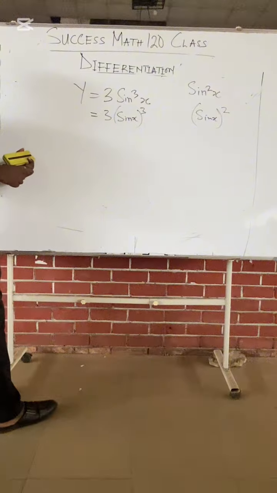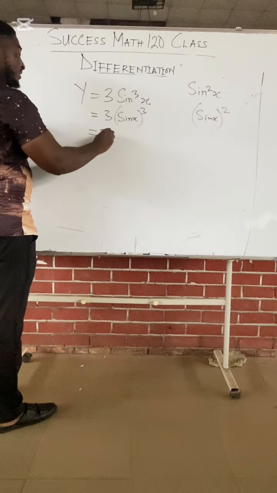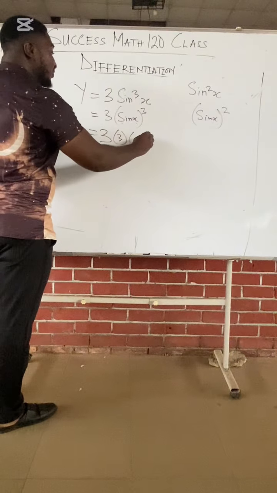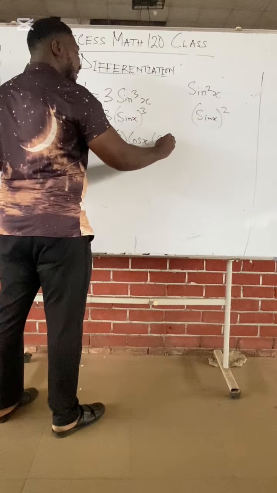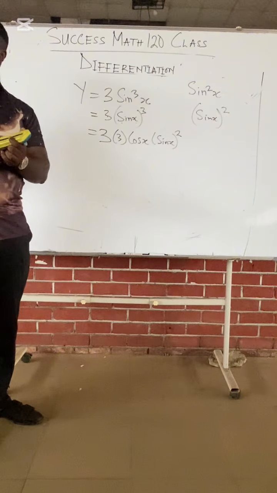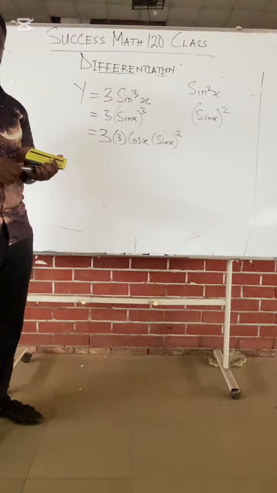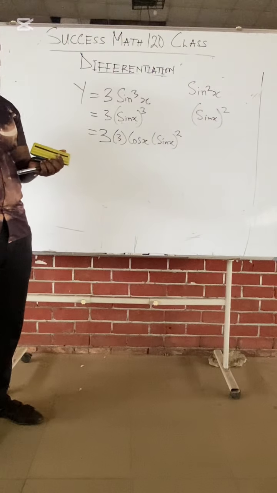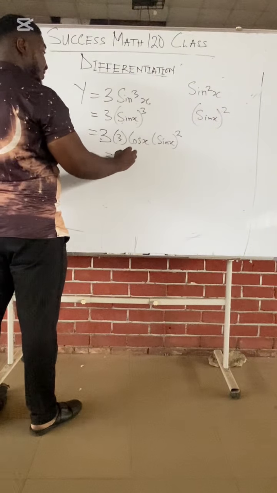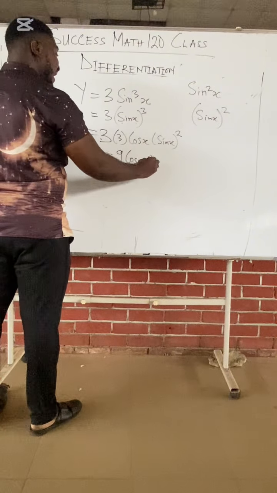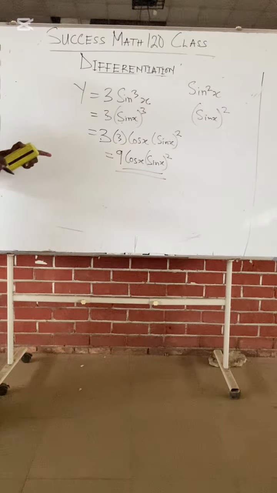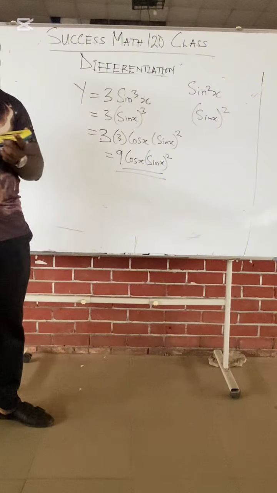And class, in the shortcut, nothing happens to this 3. Write down this 3. Now bring down the power, 3. Differentiate the bracket: sine x changes to cos x. Repeat the bracket, sine x. Subtract 1 from the power, 3 minus 1. The most important part of any class is that assimilation period. Don't joke with it. 3 times 3 is 9 cos x sine x all squared. This is the derivative of 3 sine cube x.